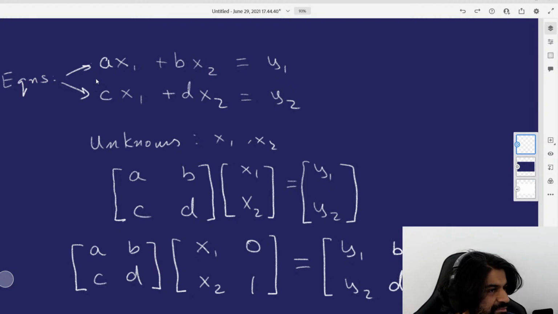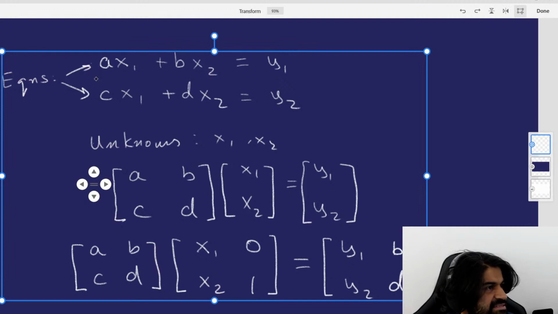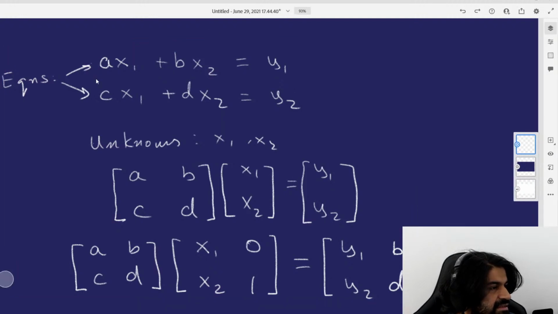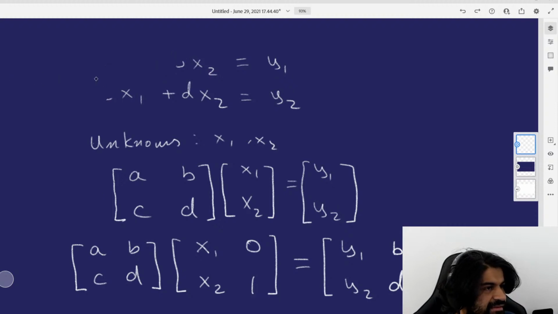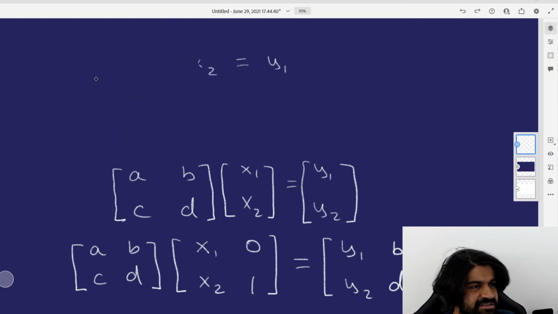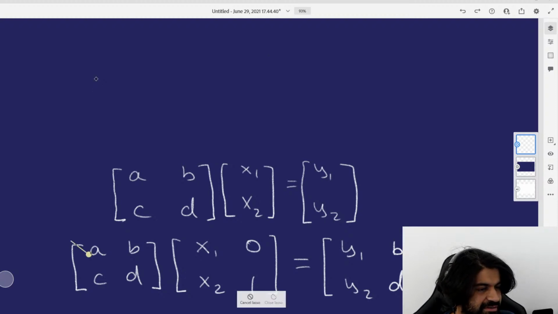Also, let me move this. Makes sense. Let's see here. Let's erase the start and just put this second equation up top.